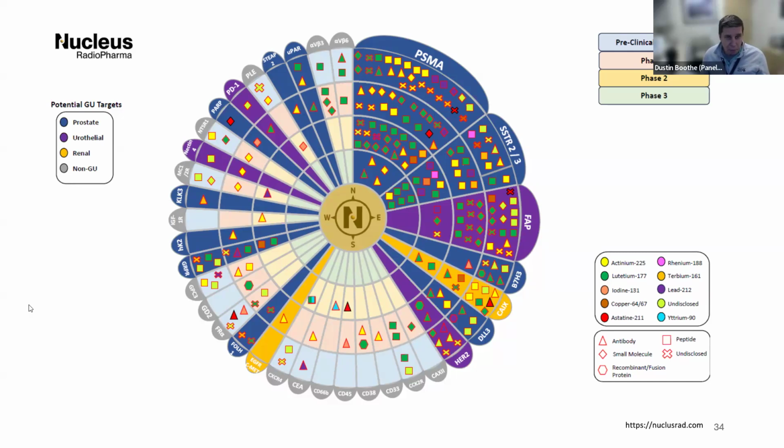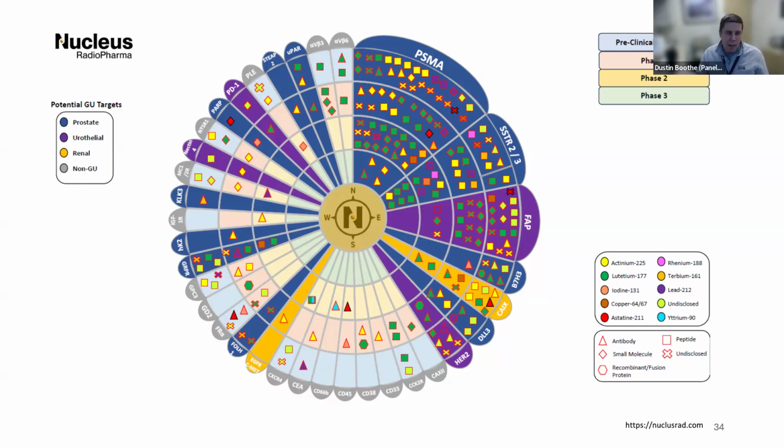And then in the purple, you have the urothelial targets, so bladder cancer, and in yellow the renal targets. Again, there's some crossover, like FAP is a pan tumor target, but what I'm trying to point out here is that if you have a GU oncology practice, you could have a large number of these agents. This could change everything about what you do and how you do it in the next 5-10 years.